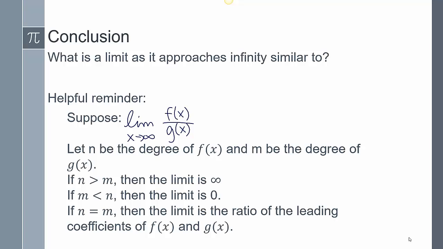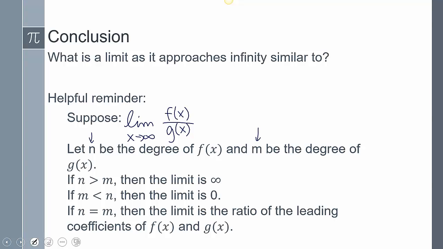Now to conclude our lesson, it's just a helpful reminder to know that when you take a limit and you approach it to infinity, it's very similar to end behavior, especially when it comes to rational functions. And so taking a look at that definition or that pattern that we established here, if I do have that limit as x goes to infinity of f of x over g of x, I said n is the degree of the numerator and m is the degree of the denominator.